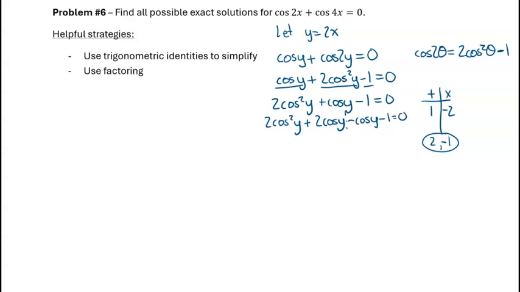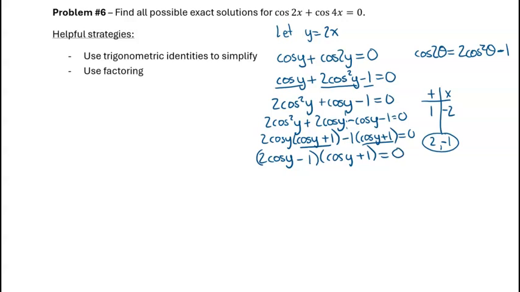And now I factor by grouping. I'm going to common factor the first two terms. I can take a 2 cos y out, and I'm left with cos y plus 1. And out of the last two terms, I can take a negative 1 out, and I'm left with cos y plus 1. I better have the same thing in those two brackets. And so I get 2 cos y minus 1 times cos y plus 1 is equal to 0.